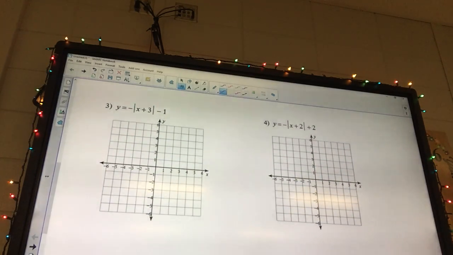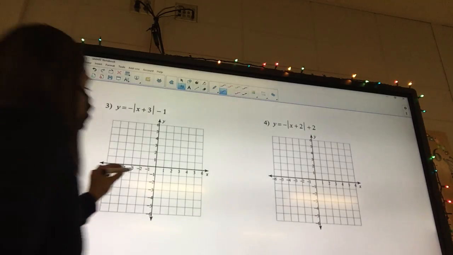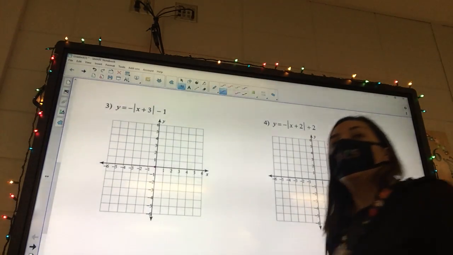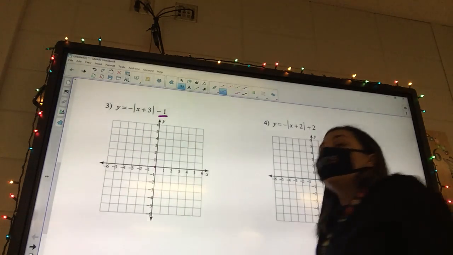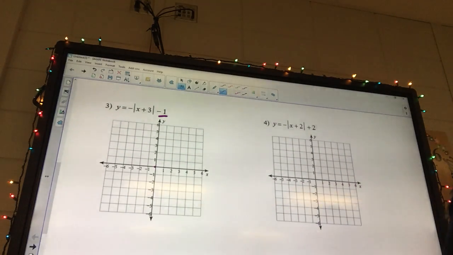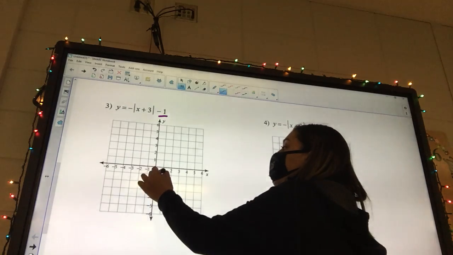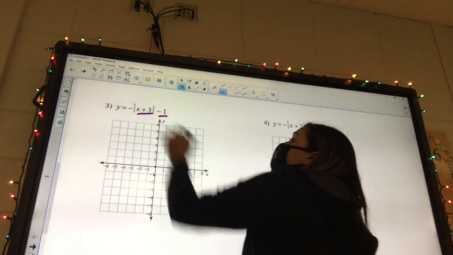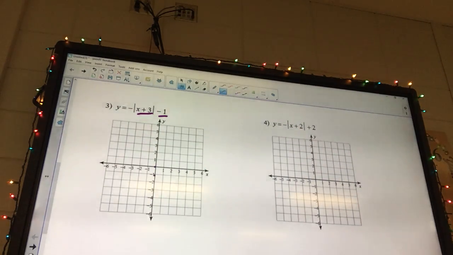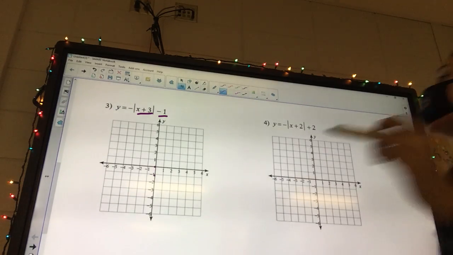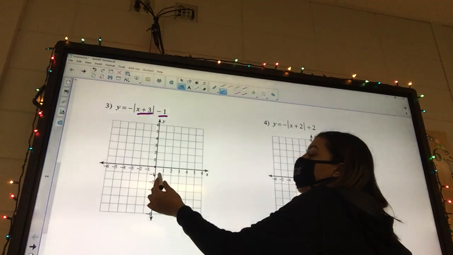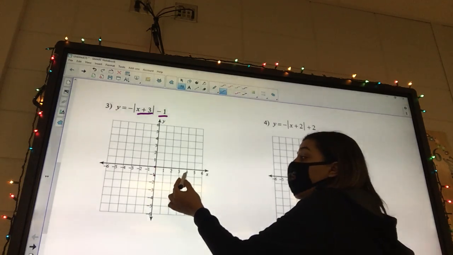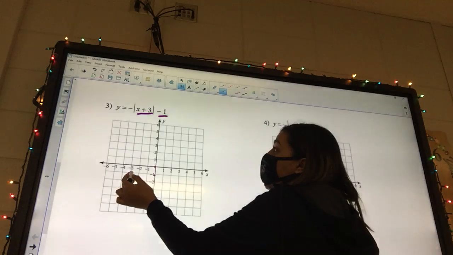Okay, look at 3. We start at 0, 0, so you can put a dot on 0, 0. This -1 says what? What do we do with that? Down. We go down 1, so that puts us here. This is on the inside, +3. What's the inside do? The outside does up and down. The inside does left and right. That's right. Okay, so it says +3. Most of you guys would want to go +3, but we really do the opposite. So we're going to go -3, and we put a dot.